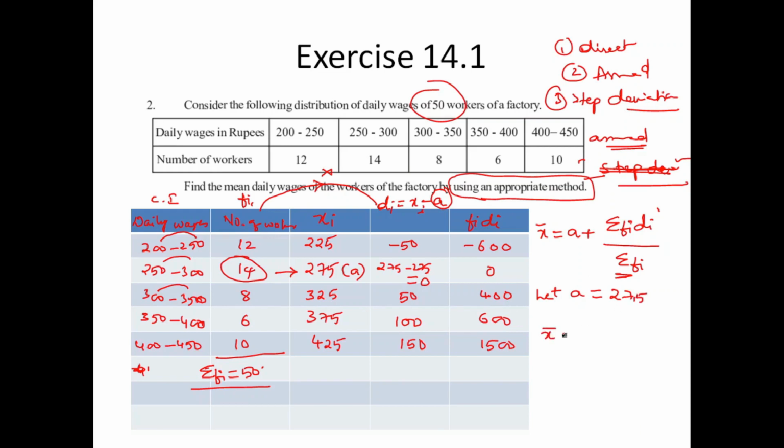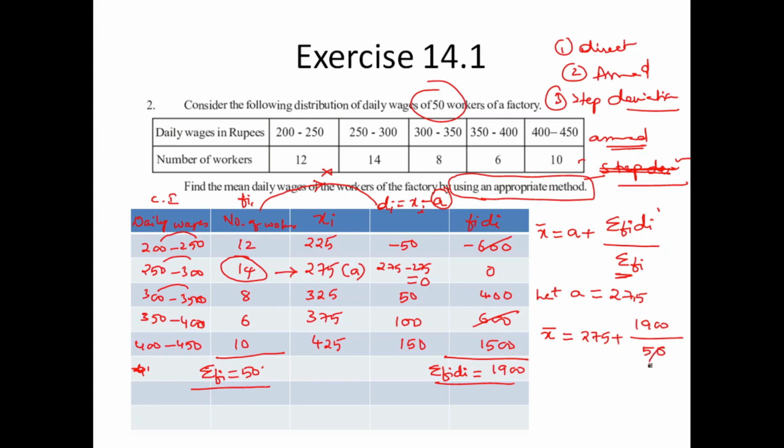So therefore the mean equals 275 plus sigma of f of i dA. You need to do the summation of this one. Look over here, this negative and this negative are removed. Now what is left? Only 1900 is left. So here I can write directly 1900 by your sigma of f of i, that is by 50 only.